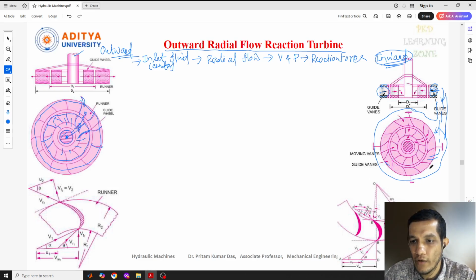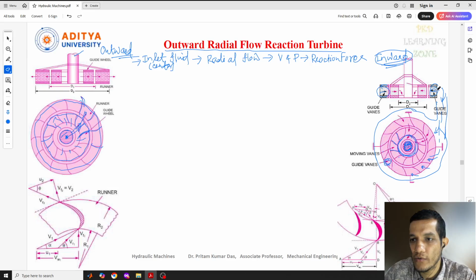You can see the arrow marks showing how it goes inside. These are the guide vanes, at the outer side. Next are the moving vanes, which are connected to the runner. So the runner is inside, connected to the shaft present at the center of this part. So this is the inward radial flow turbine.